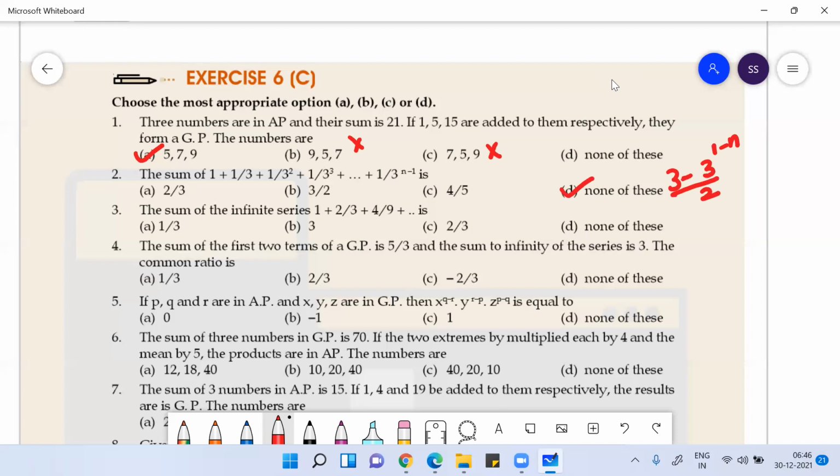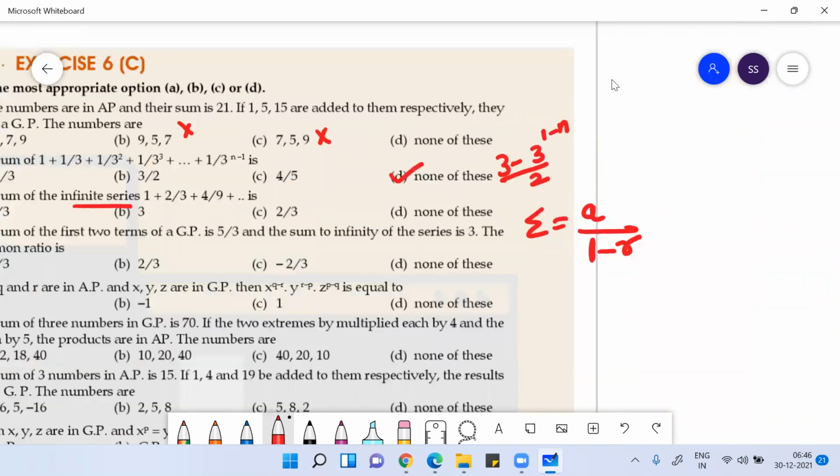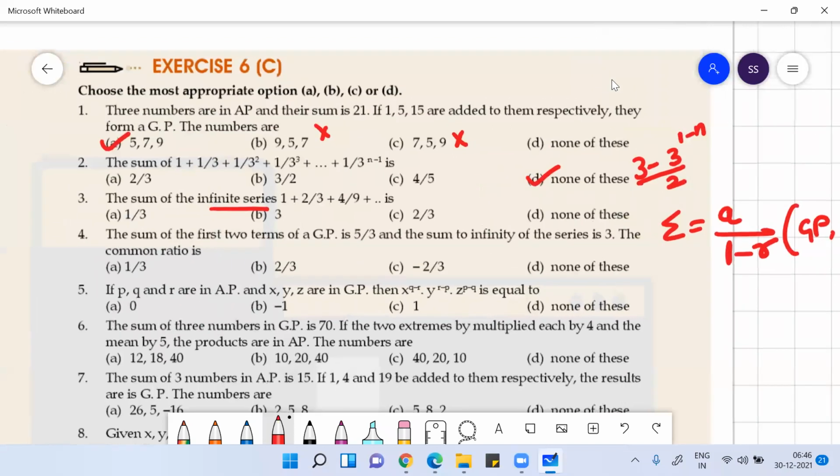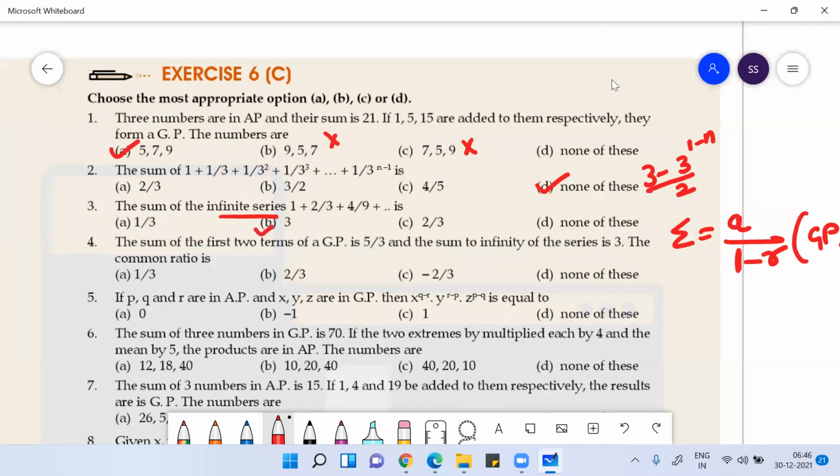Similarly, third one, fourth one, you have to use the sum of an infinite series. Whenever we talk about an infinite series, the formula is a divided by 1 minus r, where a means your first term and r is your common ratio. In a GP, if the number of terms is infinite and your ratio is less than 1, then you use the formula A divided by 1 minus R. If you use the same formula for the third one, you'll get the answer as option B, 3.